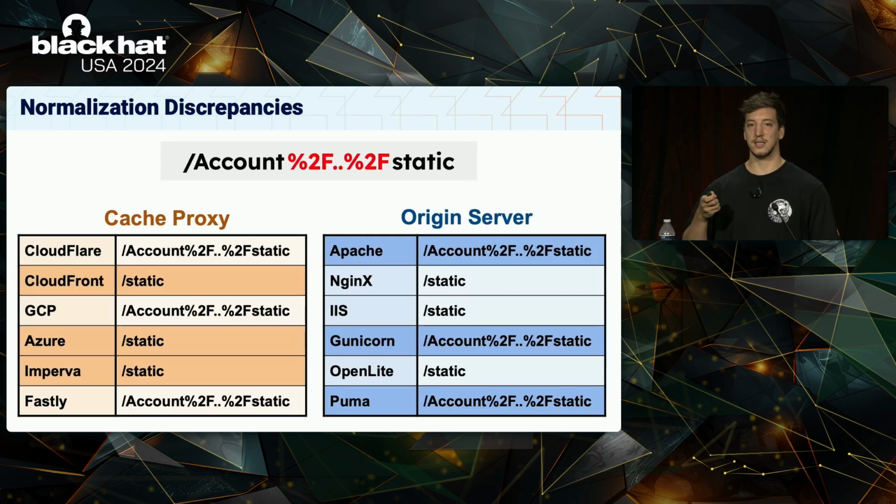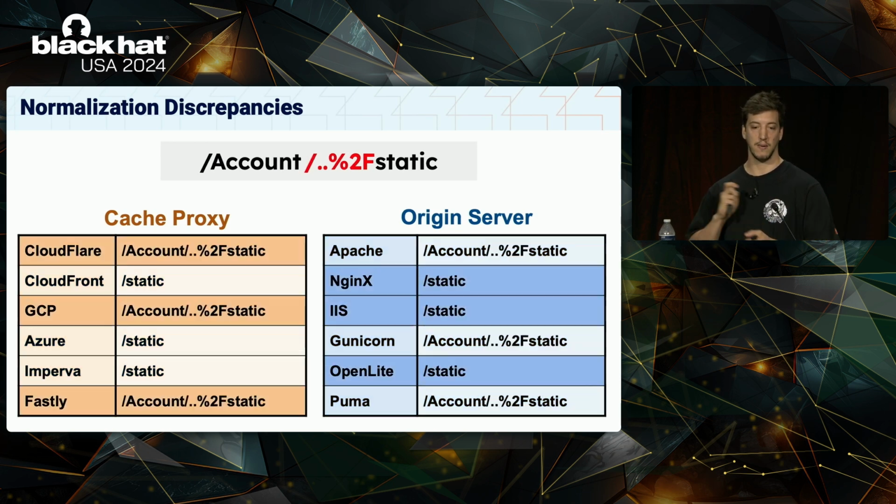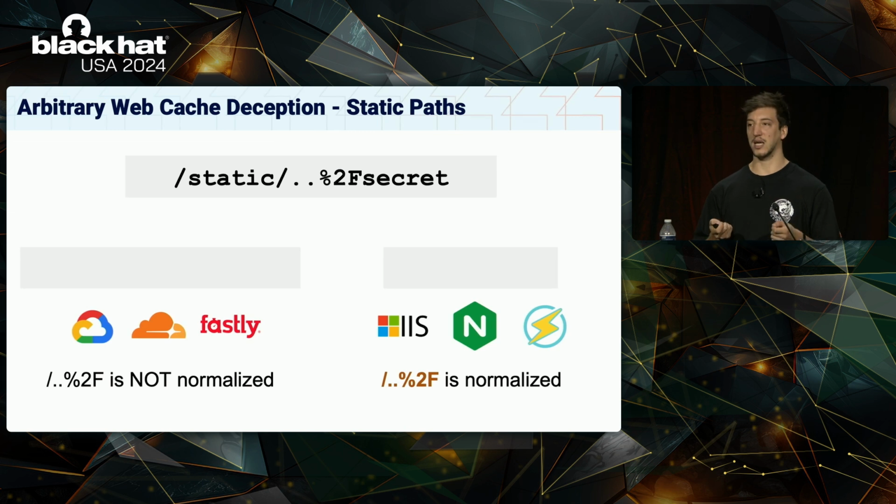Now, I said that there is a discrepancy in normalization when the front end is normalizing and the back end is not. But what happens when the front end is not normalizing and the back end is? So this is the case for Cloudflare, Fastly, and Google Cloud Platform, and in the back end, Nginx, OpenResty, and IIS are all normalizing the path.